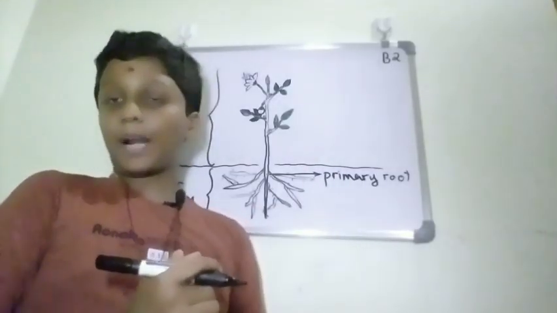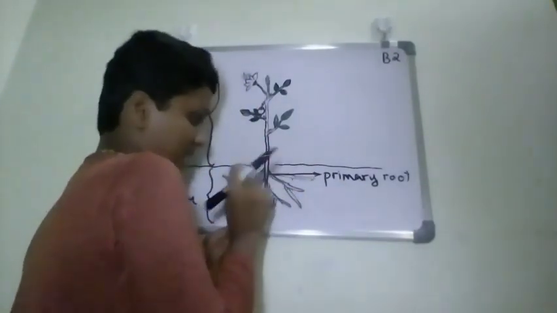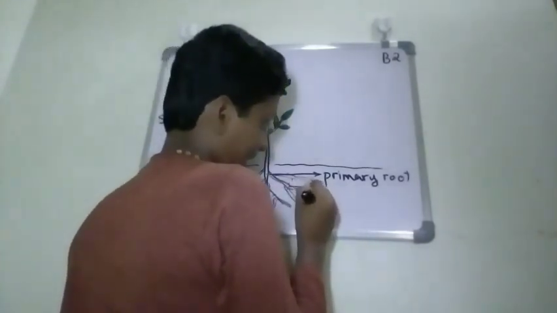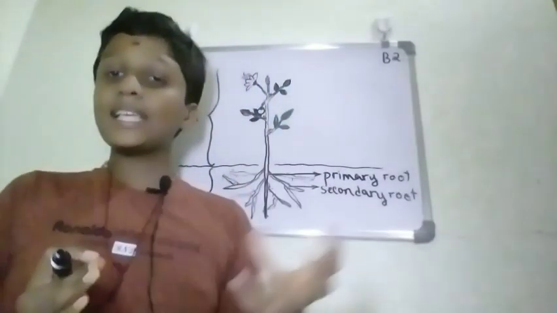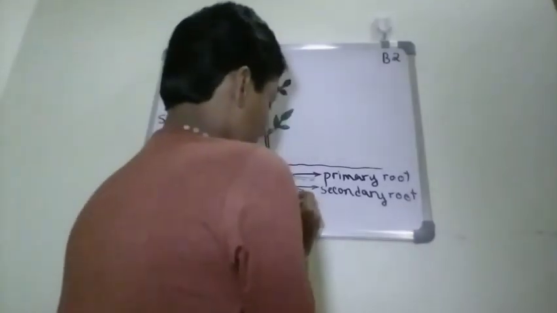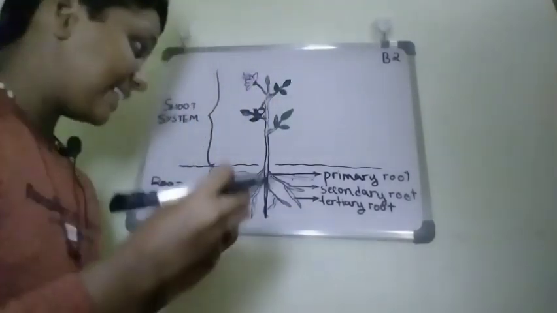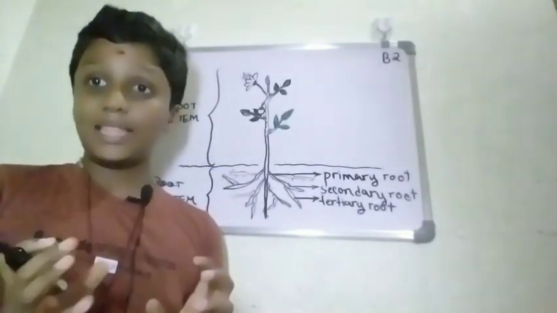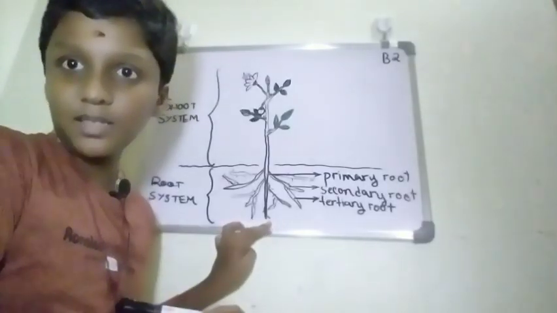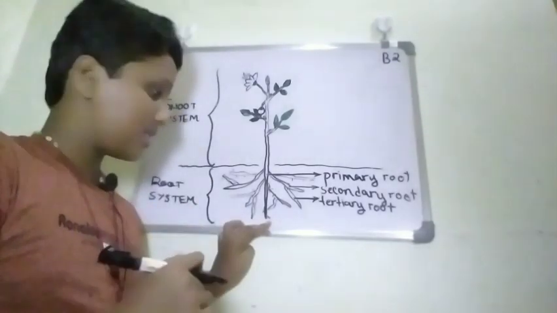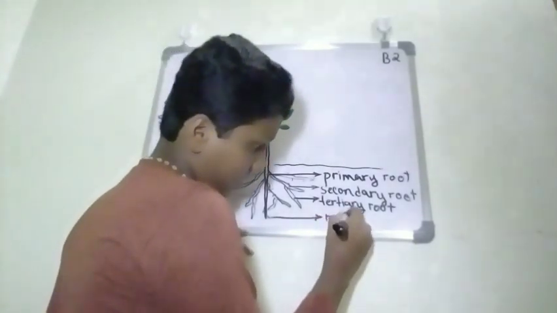The roots that arise from the primary root are called secondary roots. For example, this root arises from the primary root, so this is a secondary root. The roots that arise from the secondary root are called tertiary roots. This is a tertiary root. And there will be small hairs on roots, look at this hair. These hairs are called root hairs.